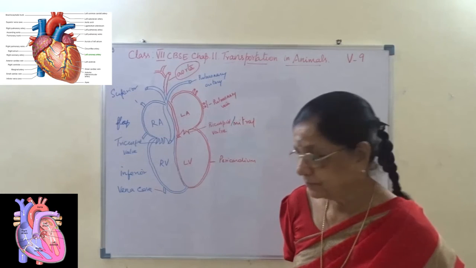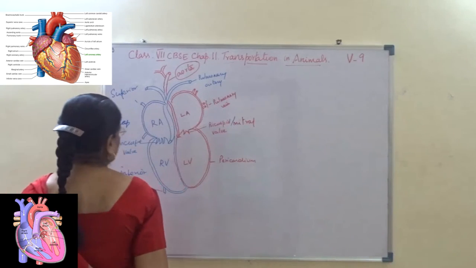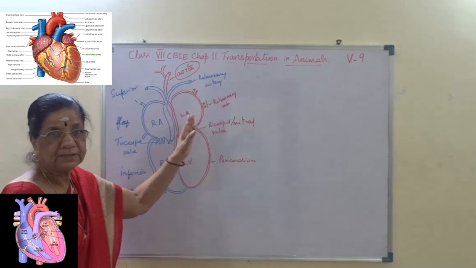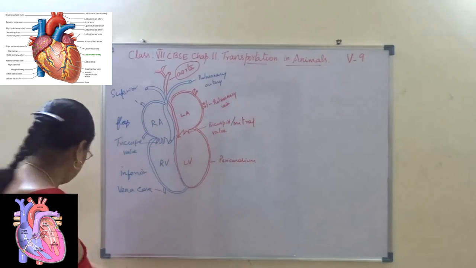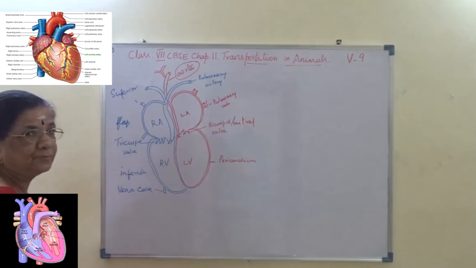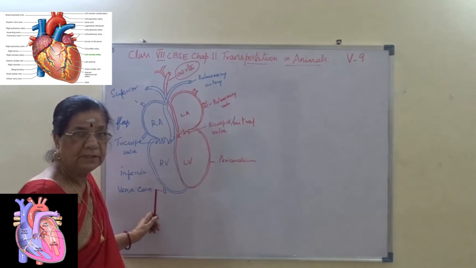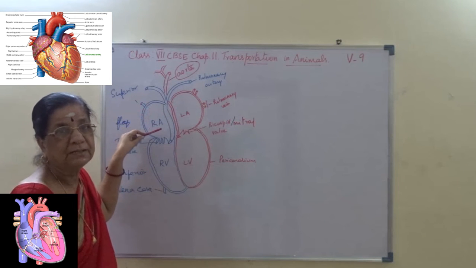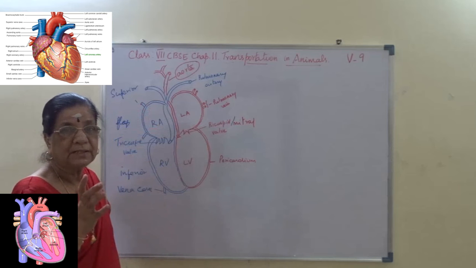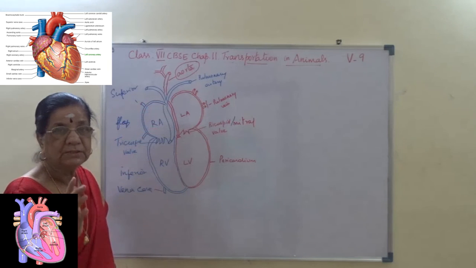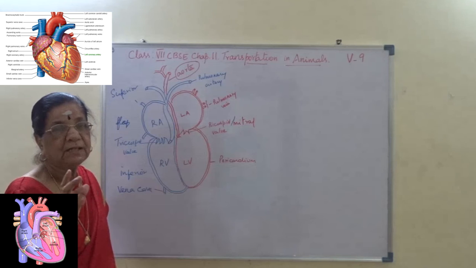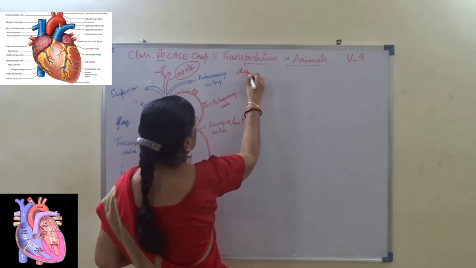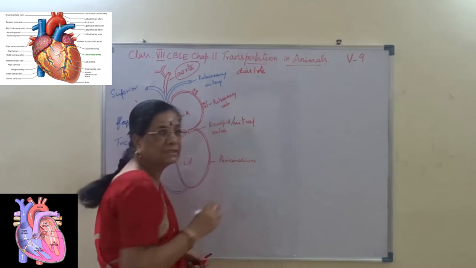I hope you understand. So now understand this. This is right atrium, left atrium. Now I am telling you the working of the heart. Through the inferior vena cava and superior vena cava, blood is reaching the right atrium. At this time, the right atrium is full. It is in a relaxed condition. And that condition is called diastole. It is known as diastole.